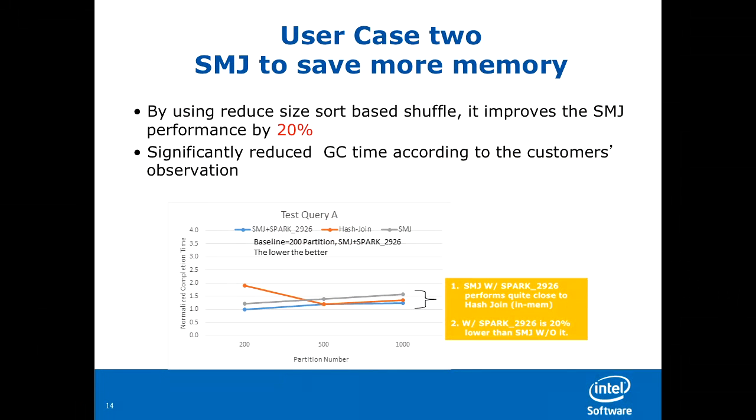So we did another thing to try to improve the performance. Intel is working with Cloudera on a sort-based shuffle patch, Spark 2926. With this patch, we can increase the performance by 20% and close the performance gap compared to HashJoin. So we recommend that most of our customers move to sort merge join, because it's much easier to configure the memory and avoid the out of memory issue.